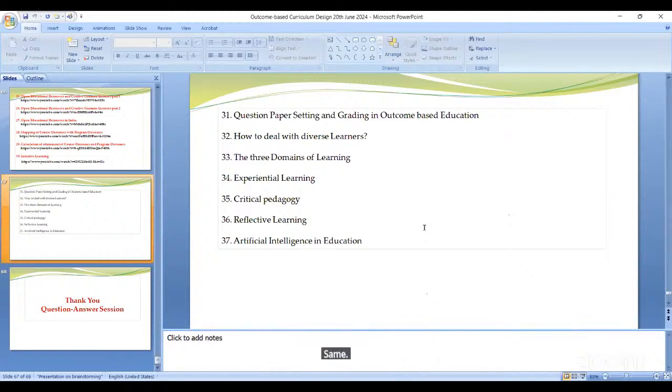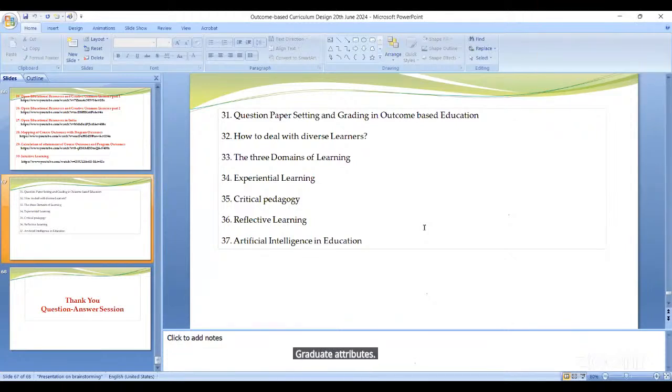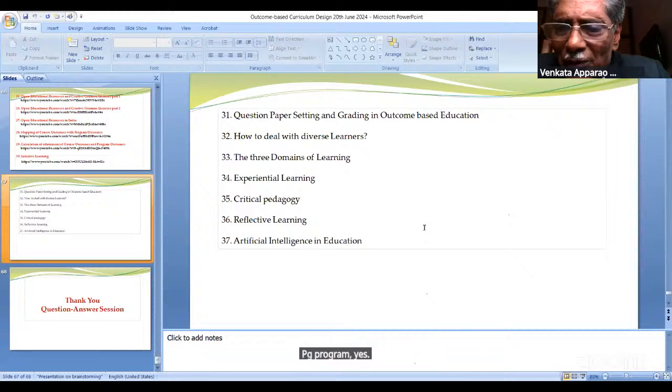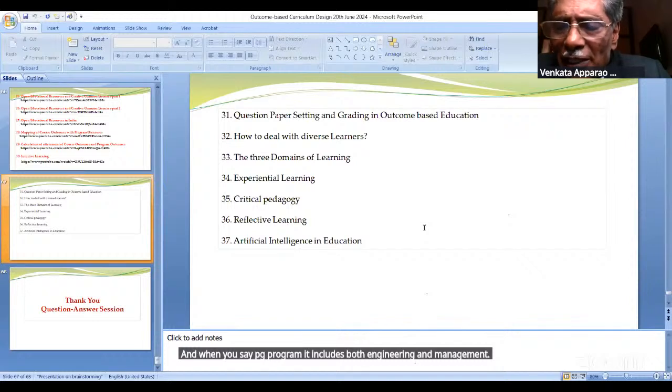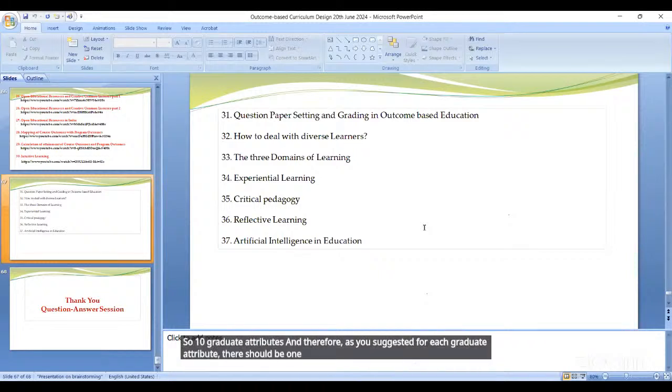The second point that I have to make is that you said you have to design POs in the light of graduate attributes. Graduate attributes, yes, correct. And you also mentioned that NBA has now issued 10 graduate attributes for PG program. PG program, yes. And when you say PG program, it includes both engineering and management. Yes. So 10 graduate attributes. And therefore, as you suggested, for each graduate attribute, there should be one program outcome.